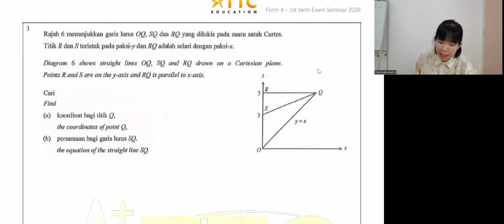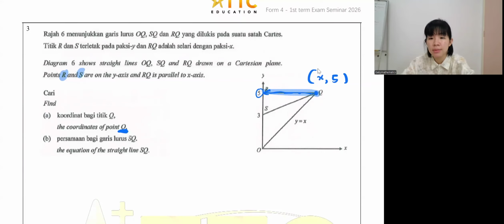Okay, question 3. Diagram 6 shows straight lines. We have 3 straight lines given. They say RS is on the y-axis. Then QR, this line, is parallel to the x-axis, meaning it is a horizontal line. Okay, so, what is the coordinate of point Q? Q here. Which coordinate do you already know about Q? So the Y coordinate of Q is 5.